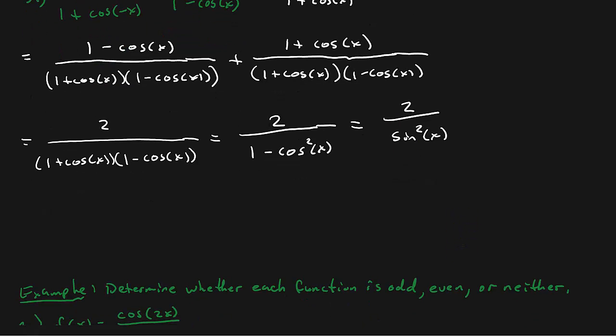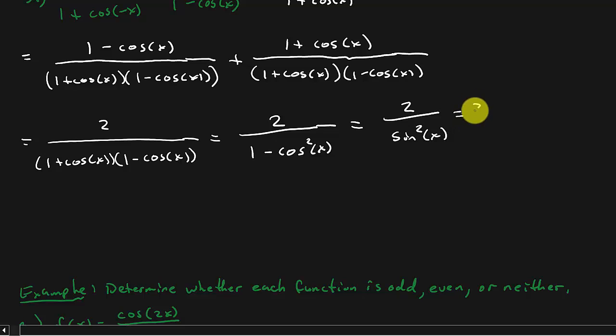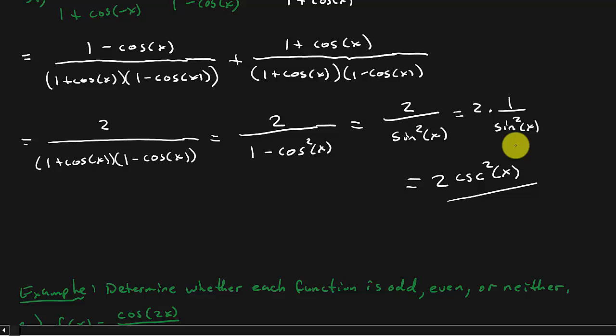All right. So now this is what? This is 2 times 1 over sine squared x. So that's going to be 2 times what? Cosecant squared x. And there's that one simplified, because 1 over sine is cosecant, right? All right.